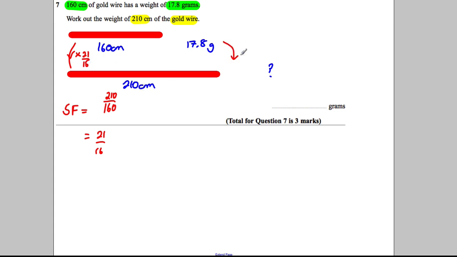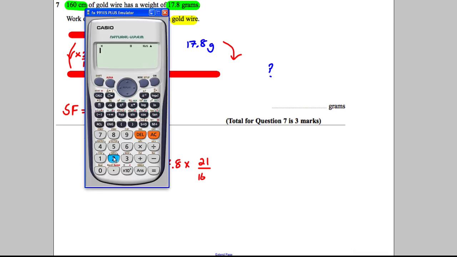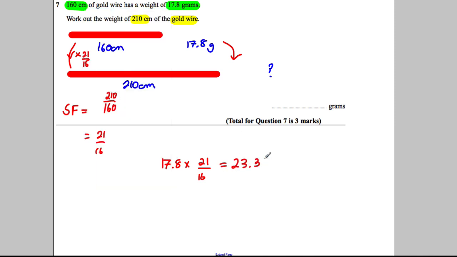So I do the exact same with the weight. To work out the new weight, I do 17.8 multiplied by 21 over 16, and I get 23.365, and so on. I'm going to round it to one decimal place, so I'm going to say 23.4 grams.